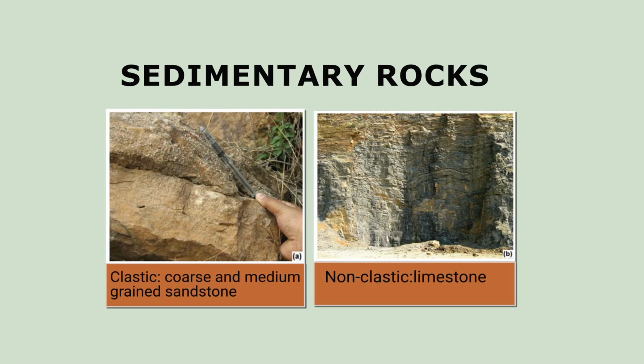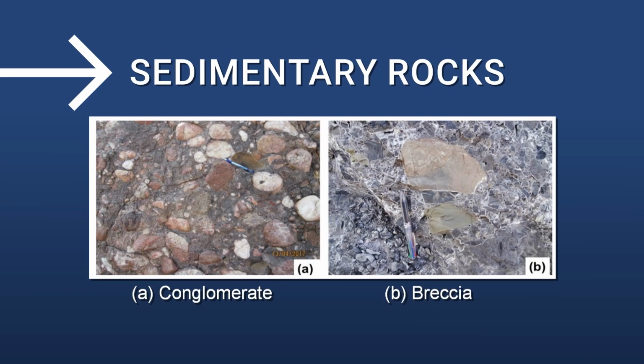Now, two examples are given in the figure. If you see that, one clastic is coarse and medium grained sandstone, and non-clastic is limestone. Now, what is the difference between the two? The sandstone is formed by mechanical weathering and subsequent processes. The non-clastic limestone is normally formed by chemical or biochemical processes. Then you have different types of sedimentary rocks based on the mineral size and shapes, conglomerate and breccia.